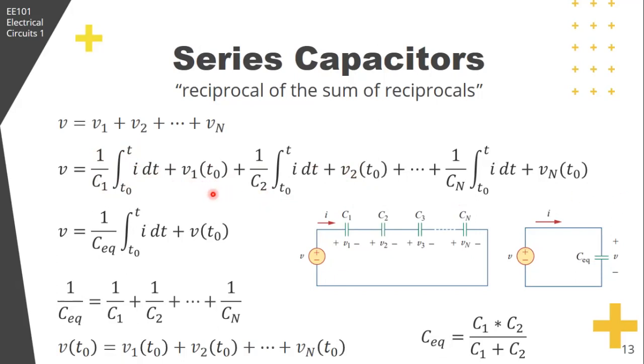And as you can see, the V at T sub O is lumped together as the summation of V1 at T sub O, V2 at T sub O, up to Vn at T sub O, which becomes V at T sub O. Then the common integral of i dt from T sub O to T. Then this is just the reciprocal of the sum of the reciprocals. Okay, so that is how you get your C equivalent.